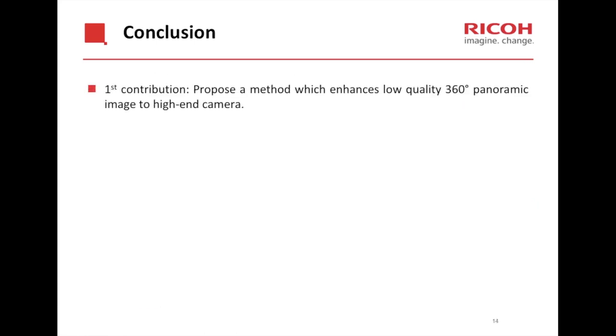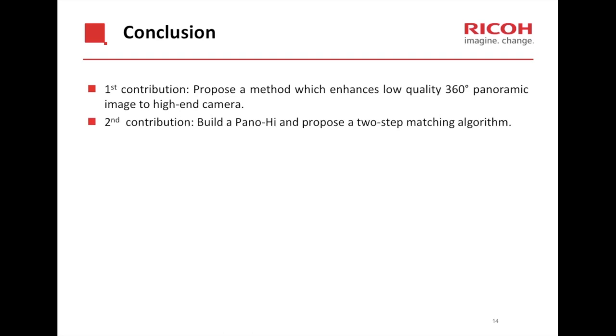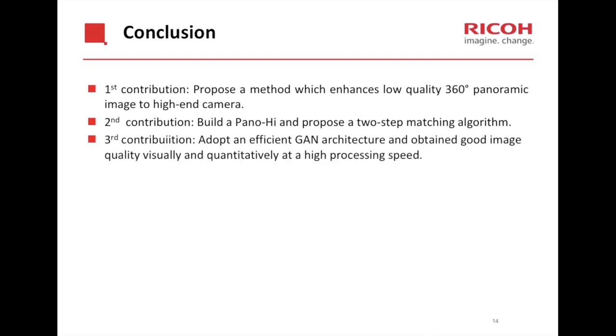Finally, we conclude our work. We have three contributions here. The first contribution is that we propose a method which enhances low-quality 360 degree panoramic images to the high-end camera level. Our second contribution is that we build a panoramic high-end dataset and propose a two-step matching algorithm. Our third contribution is that we adopt an efficient GAN architecture and obtain good image quality visually and quantitatively at a high processing speed.